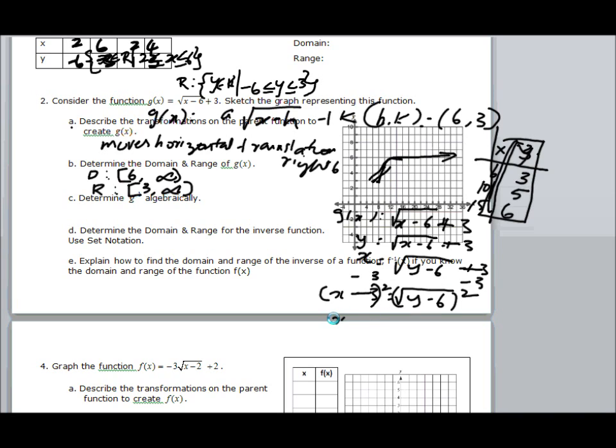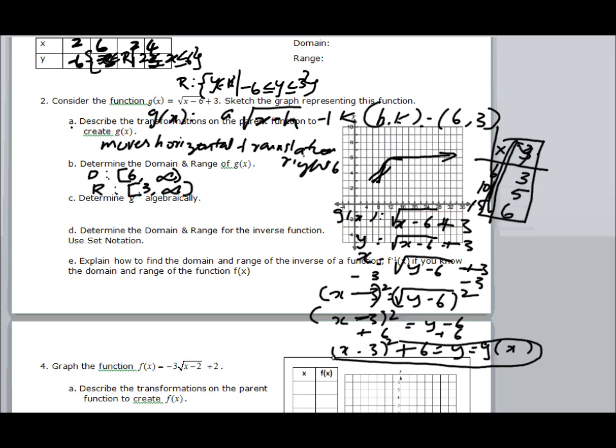So this becomes x minus 3, whole squared, is equal to y minus 6. Now add 6 on both sides, plus 6 and plus 6. So your function actually becomes x minus 3, whole squared, plus 6 is equal to y. Now replace y with g inverse of x. This is your inverse. Okay, this is your inverse function.